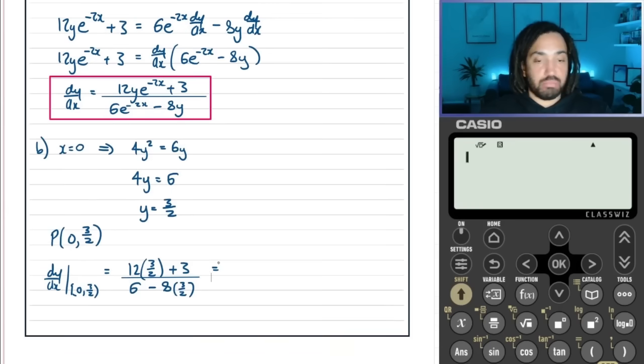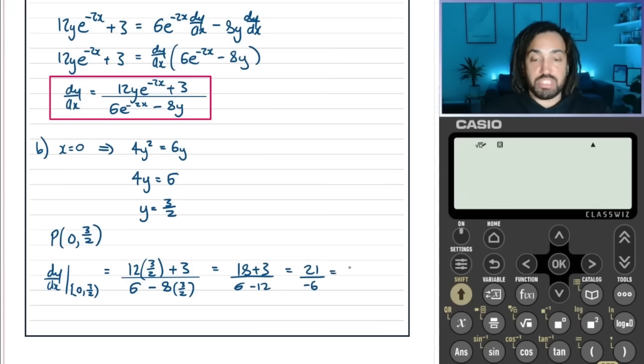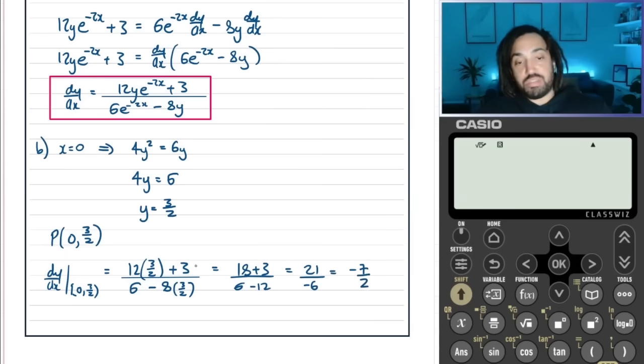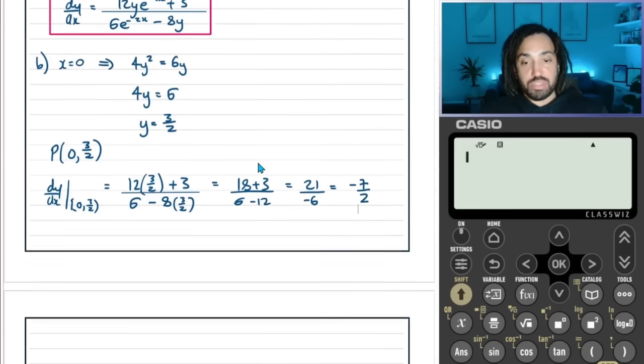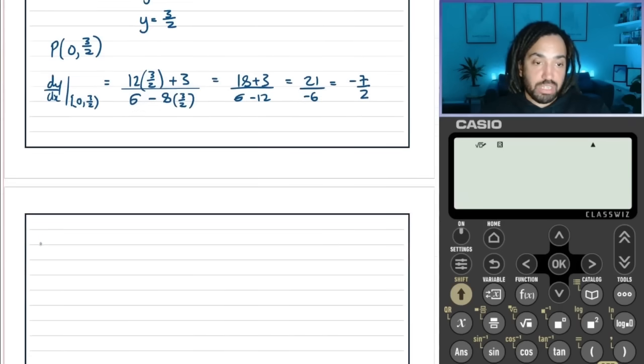Okay, so we should be able to do this without a calculator. That's 6, so that's 18. So it's 18 plus 3 over 6, and that will be 4, so 12. So this gives us 21 over minus 6, which simplifies down to minus 7 over 2. Okay, so that is the gradient at P, but the question is asking for the normal. So we need to flip that over, so the normal gradient is equal to the negative reciprocal of that, which will be 2/7.